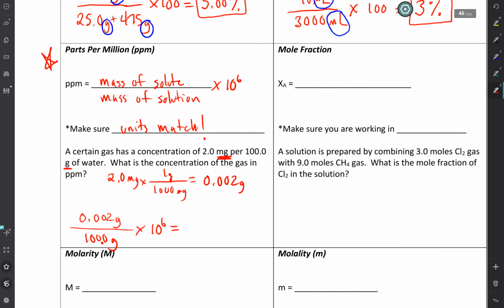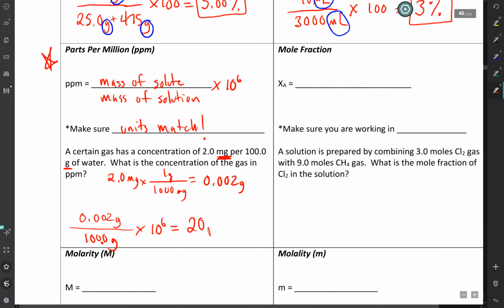Divided by 100 grams times 10 to the 6th. Be really careful with your decimal point and how you're entering the times 10 to the 6th term into your calculator. It's really easy to make careless mistakes and end up off by an order of magnitude or two. When you grind through the calculation, you should end up with 20 parts per million. That's it.